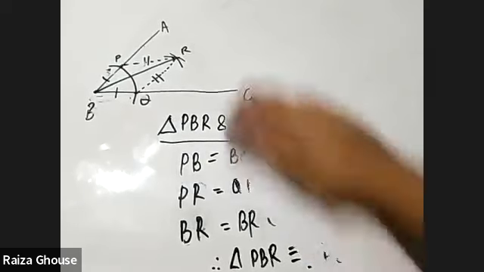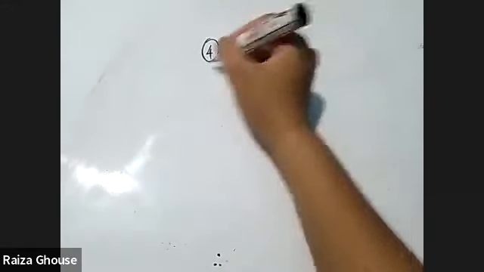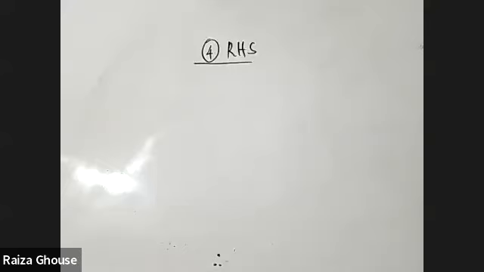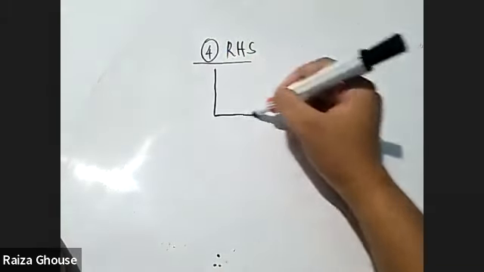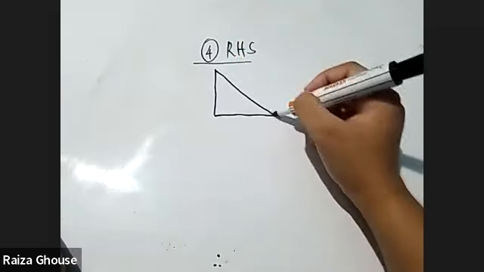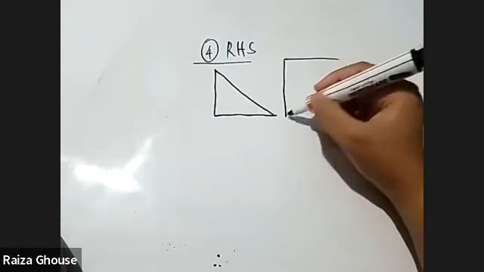Right, let's start RHS. Case 4, RHS. Now this is not hard. This is easy. This is also easy. Now RHS, in this case, you have to remember Pythagoras as well, because Pythagoras is the person who is much related with right angle triangles. In your grade 9 lessons also, we have discussed the Pythagoras theorem.